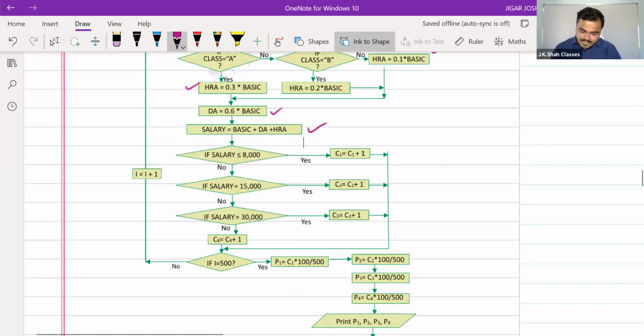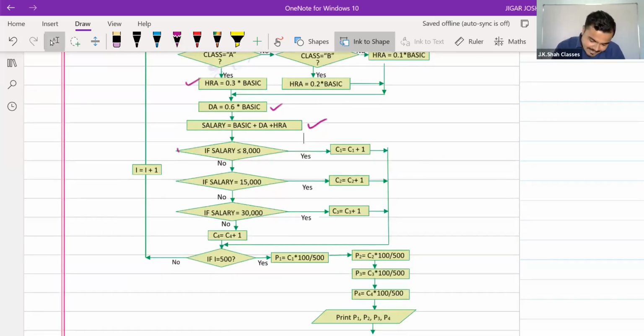If salary is less than or equal to 8,000, then what do we do? Sum equals sum plus 1. Here we are going to say category 1, category 2, category 3, and category 4 because we need to calculate 4 types of category. Number one, who is getting salary above 30,000. Second, above 15,000. Third, above 8,000. And fourth, less than 8,000. Yes or no, students?